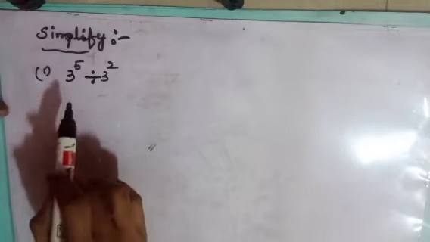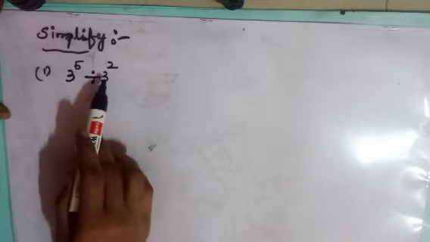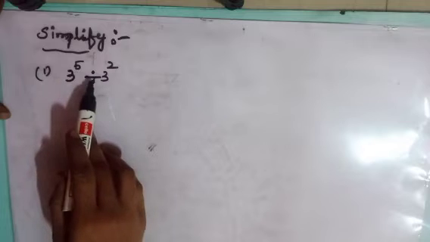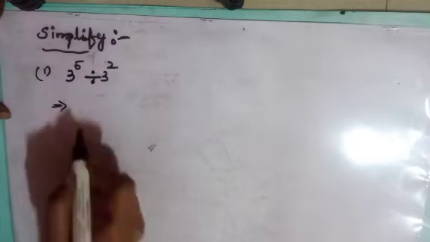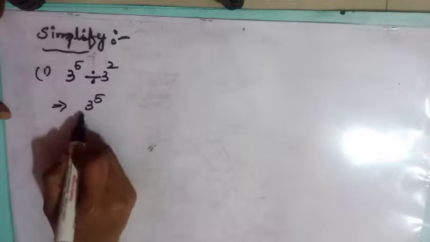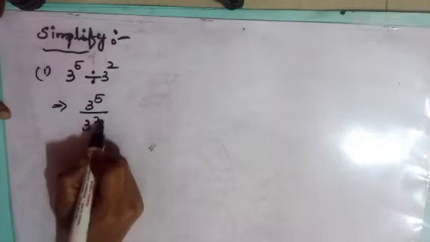Let us solve the next one. Simplify 3 to the power of 5 divided by 3 to the power of 2. So how to solve? 3 to the power of 5 divided by 3 to the power of 2.